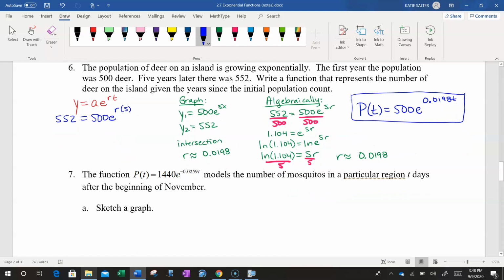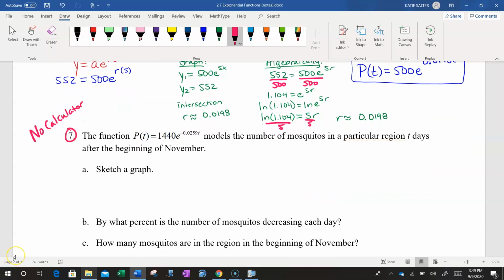All right, the next type of problem would be a no calculator type problem. P of t equals 1,440 e to the negative 0.0259 t models the number of mosquitoes in a particular region t days after the beginning of November. Sketch a graph. This would just be a basic sketch. What you should recognize is that the initial value is 1,440 mosquitoes, and that the rate is negative, which means this will be decaying. They are losing mosquitoes. So all that we would be expected to see on the graph is that you know where it crosses the y-axis, that initial value, and the fact you recognize that this would decay.